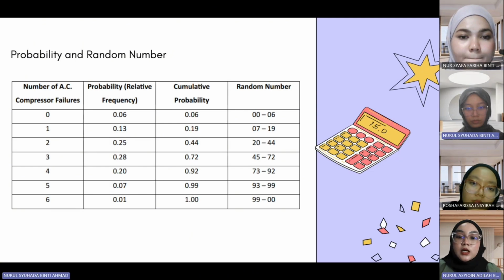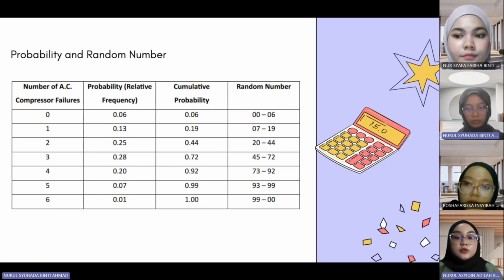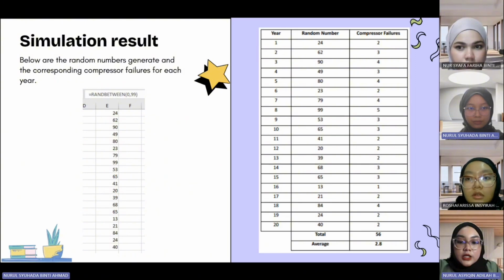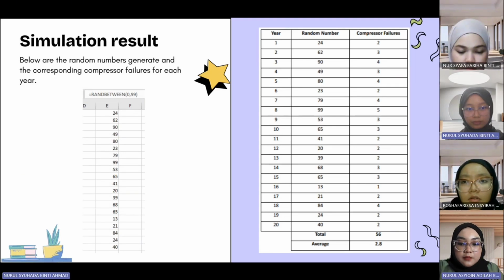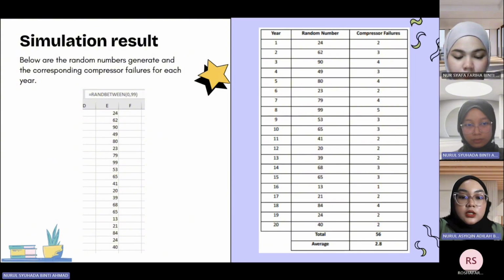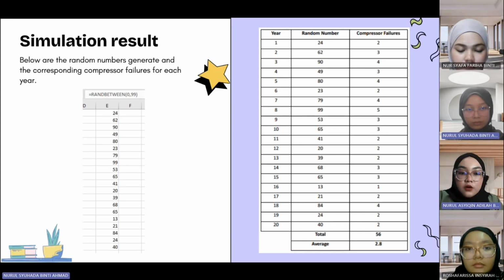And then for the next step, to the next slide, we generate 20 random numbers, one for each year between 0 and 99. For each random number, we check which range it falls into and assign the corresponding number of failure. So this gives us the simulated number of compressor failure for each year. So for example, first year is 24, which have 2 compressor failure.